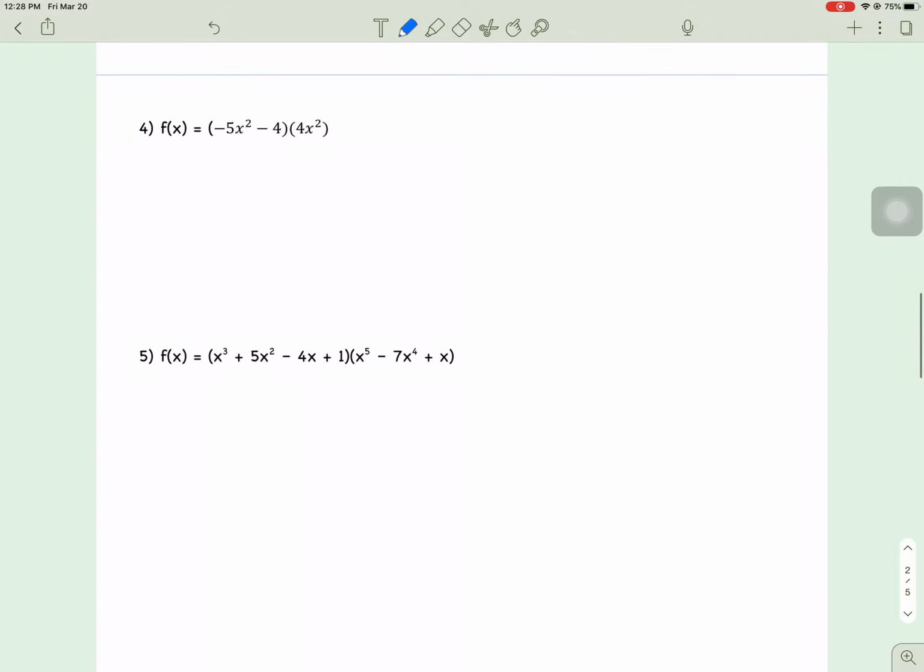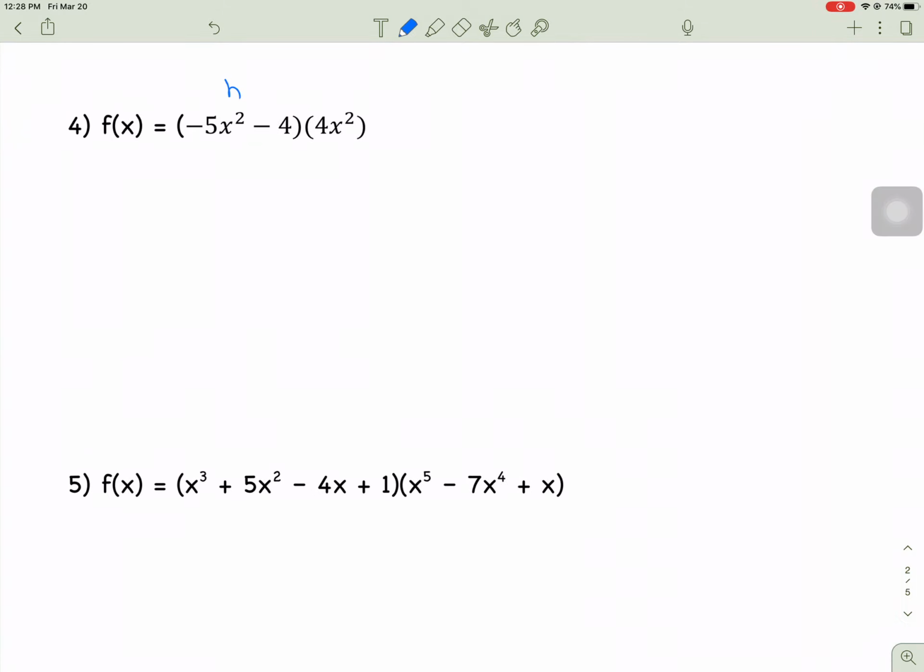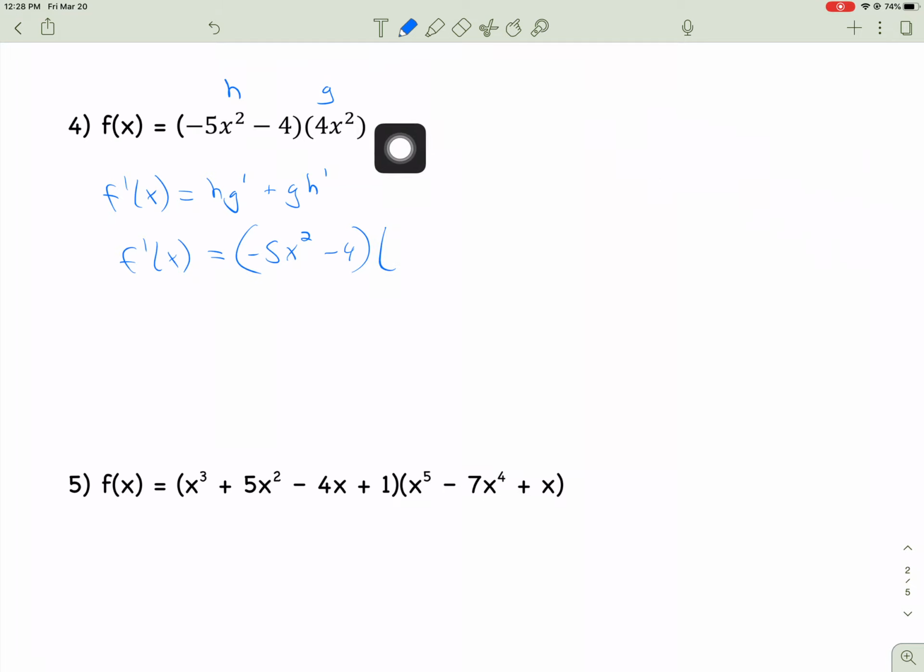Let's go down. Let's try number 4. So if I call this h and I call this g. So f prime of x, h g prime plus g h prime. So h times g prime, what is the derivative of 4x squared? It's 8x to the 1st, plus g times the derivative of h, which is negative 10x to the 1st, and the constant goes away.